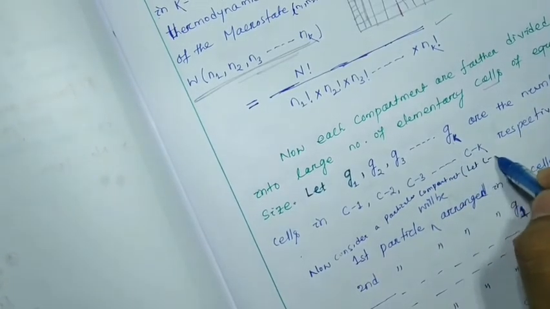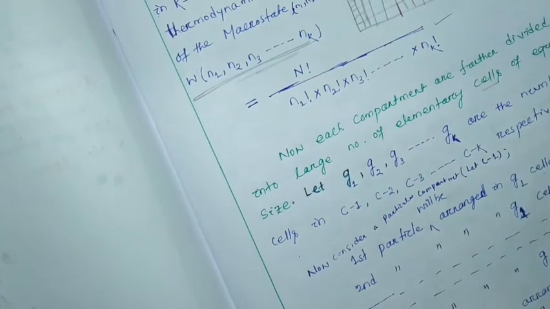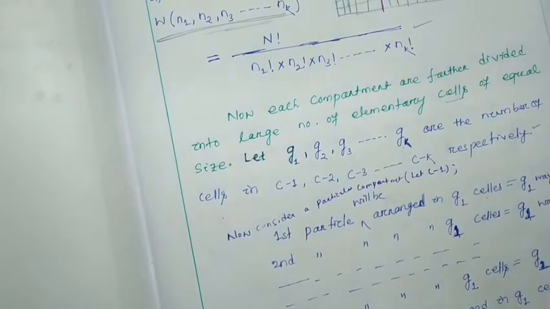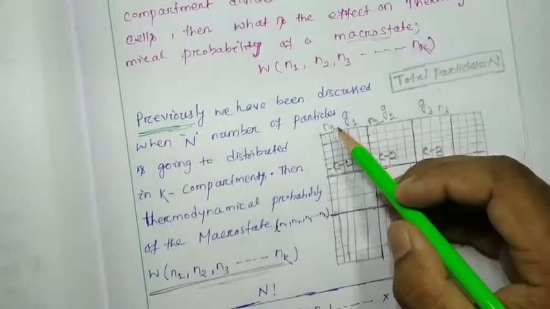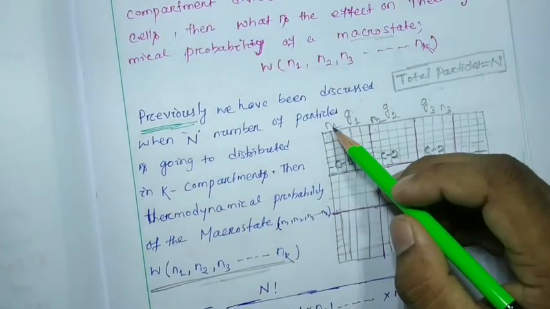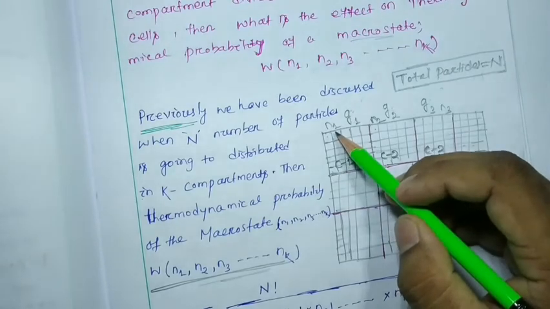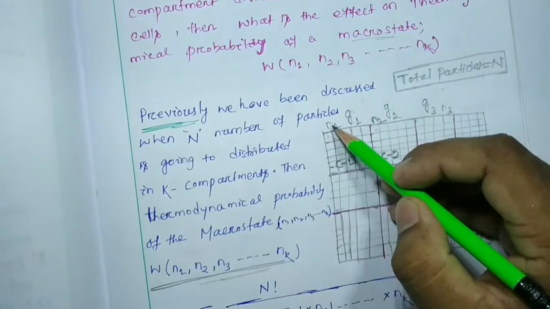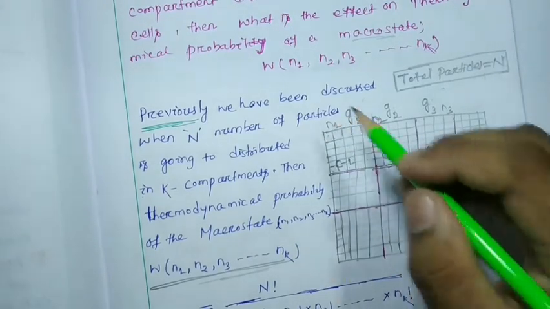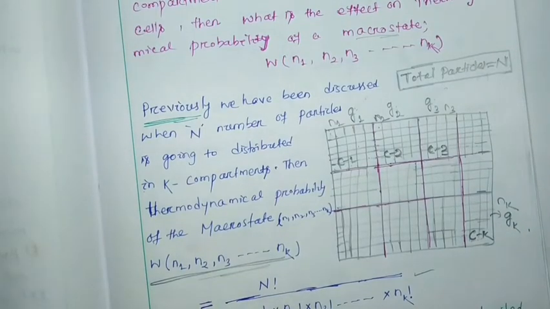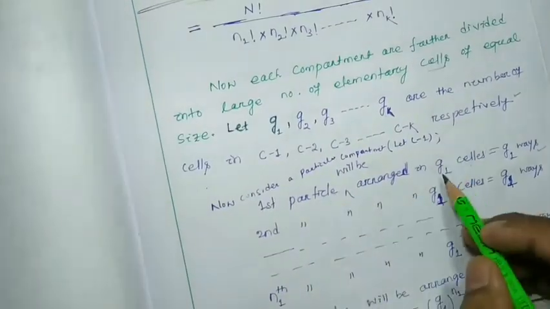Let C1. Okay, just write this down first. In the C1 compartment, how many particles are there? N particles. In C1, n particles are there. Among the n particles, suppose you consider the first particle. The first particle will be arranged in g1 cells.